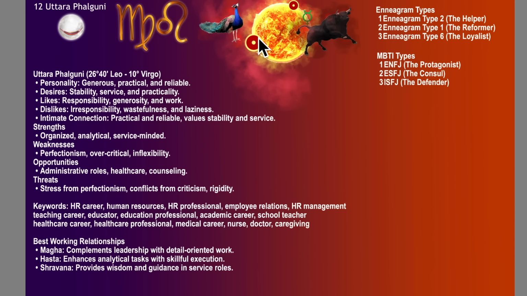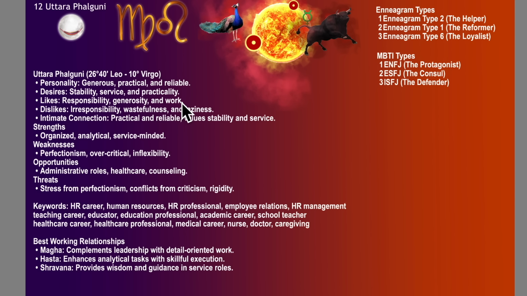So let us remember those signatures of the nakshatras, as well as where we are going from the zodiac perspective. We are essentially talking Sun going into Mercury. So it's all about intellectual capacity of leadership. Personality of Uttara Phalguni, they are generous, practical, and reliable. Desires: they desire stability, service, and practicality. You can see the Virgonian traits flowering in there. They like responsibility, generosity, and they work.